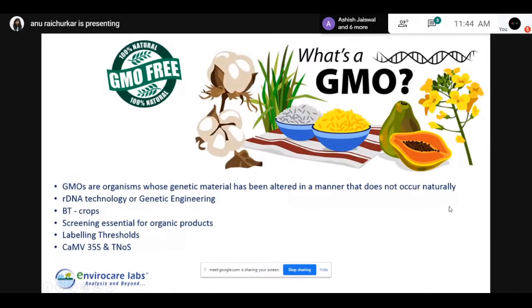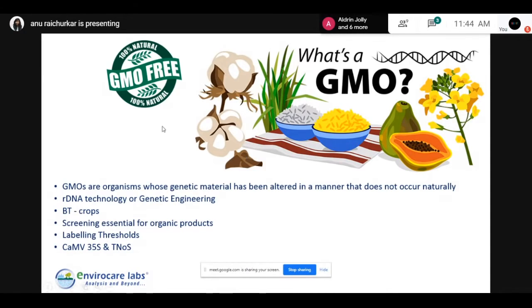Now, the first technique that I will explain in detail is GMO screening. Before we go into what exactly GMO screening is and how we do it in the lab, we'll come to what a GMO is. GMO stands for genetically modified organism, and I've just shown the most commonly altered types of GMO that are present. That is GM cotton, GM maize, and GM brinjal. These are some of the most common types of GMOs.